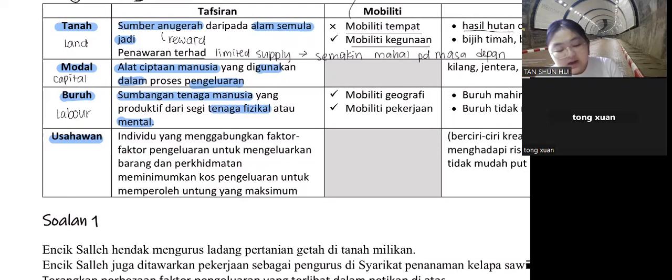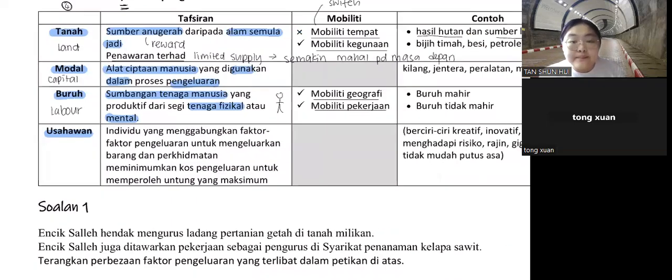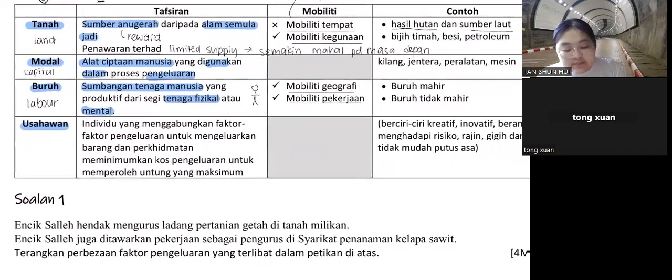All right, because you are a people, you are human, right? So you have the ability to switch place, mobility, geography. Same, you can also switch your job, change job, mobility bekerja. Okay, can? And buruh is normally split into two. Okay, buruh mahir, buruh tidak mahir. The skilled labor and the unskilled labor.